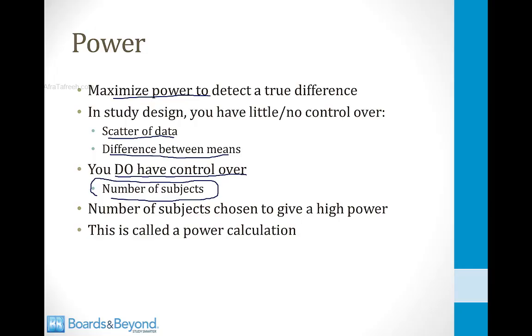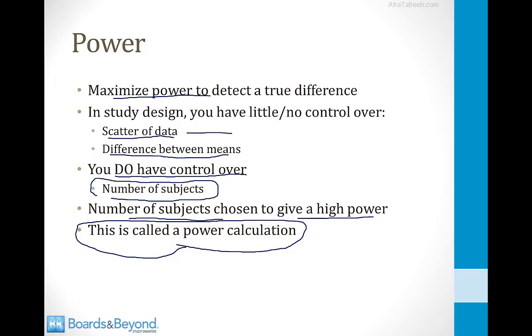So when people conduct a study, they determine how many subjects they're going to need to give them a high enough power. And this is called a power calculation. You don't need to know how to do this, but for example, when you see a clinical trial of a drug, usually ahead of time, they made an estimation of what the scatter and the difference between the means would be, and then they calculated how many patients they would have to recruit in order to have a high power to detect the difference. Nobody wants to conduct a large clinical trial with thousands of patients over many years and then find out they didn't recruit enough patients and they didn't have enough power to find a difference that was actually present.